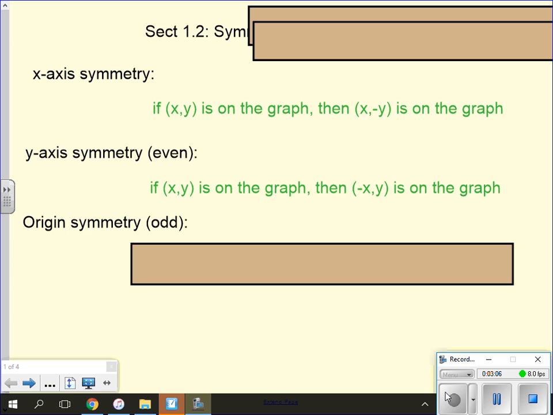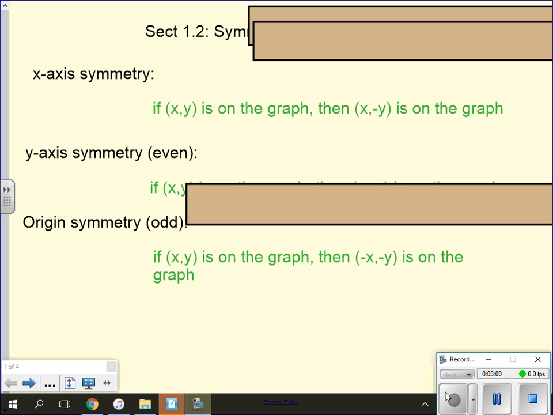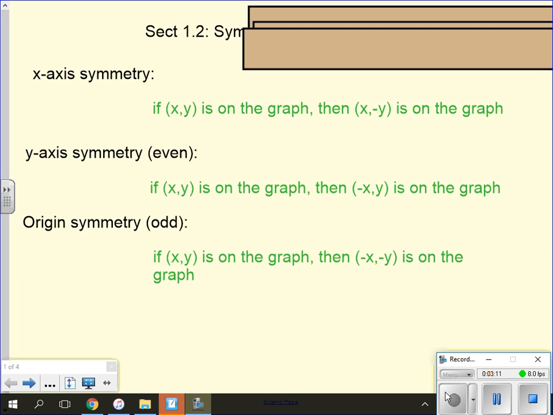Okay, and then if you have origin symmetry, it's called odd. It's odd symmetry. Polynomials with all odd powers have to fit in there, as do other ones. If (x, y) is on the graph, then (-x, -y) is also on the graph. So if you have (2, 4) and (-2, -4) on the graph, and it's true for all (x, y) combinations, then it is odd.